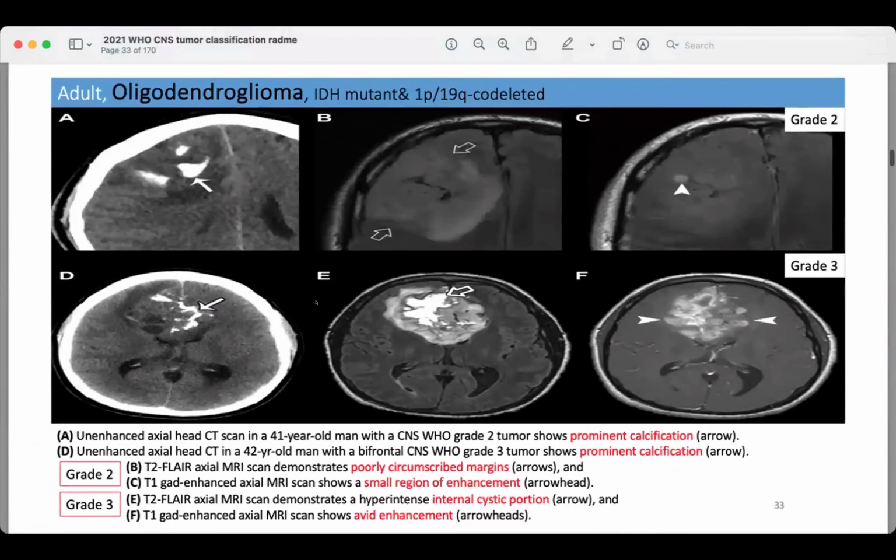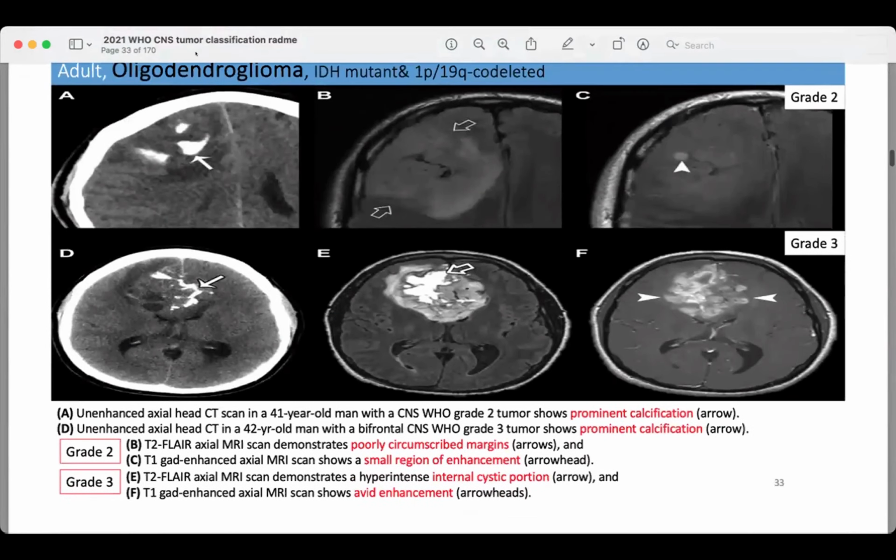And there is a case here for the oligodendroglioma. You can see it in the periphery of the brain, cortically based, and there is calcification on the CT, and the enhancement pattern according to the grade: in this grade 3, you can see the enhancement is more heterogeneous and the lesion larger, and you can see also the heterogeneity here is more in the grade 3.